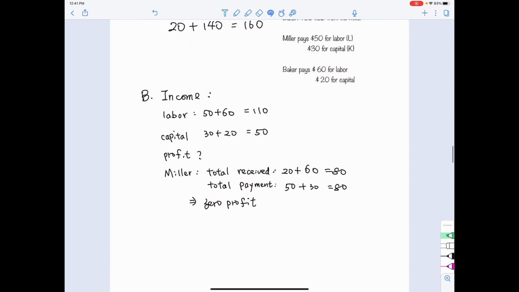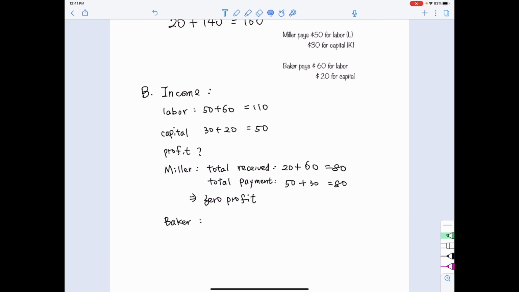How about the baker? For the baker, the total amount they receive is the total value of the goods that they produce, which is the bread, which is $140. Then how much is paid by the baker? The baker, in fact, pays the $60 for the labor and $20 for capital.